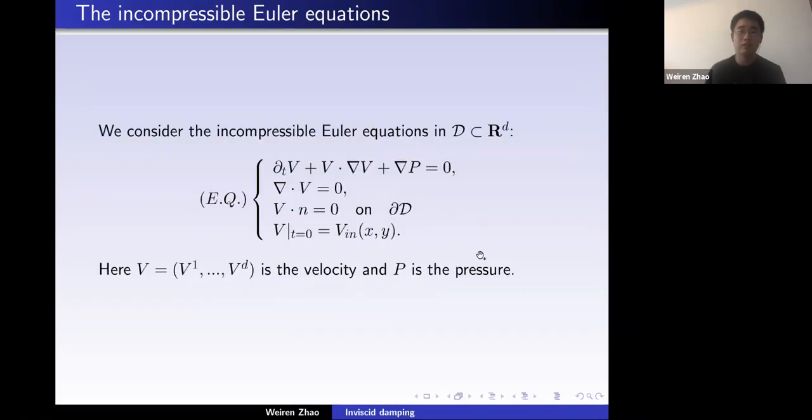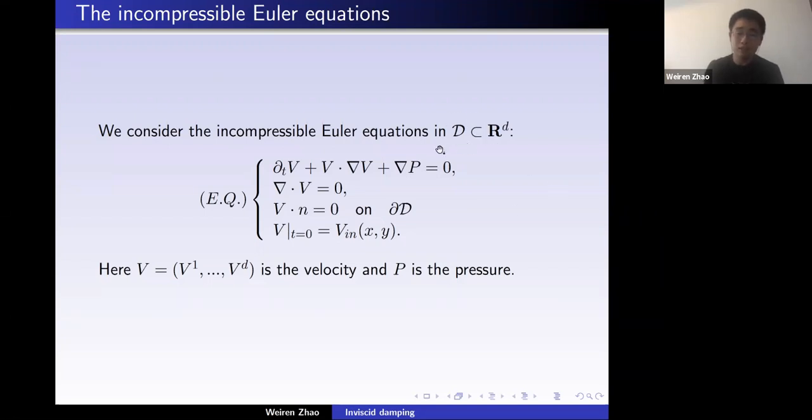Let's start with the simplest model in fluid dynamics, the incompressible Euler equation. The first equation, the momentum equation, is obtained by Newton's second law. The second, the divergence-free equation, is due to the incompressible assumption. The third one, the boundary condition, means that the flow will not go through the boundary. And of course, we have the initial data. Here V is the velocity and P is the pressure. This is the basic setting of the equation.